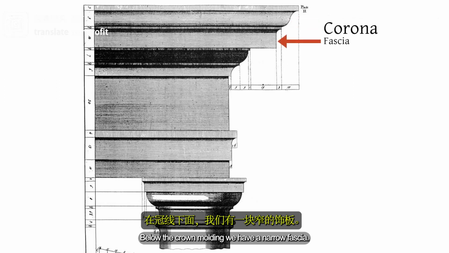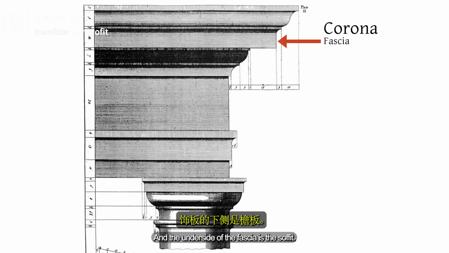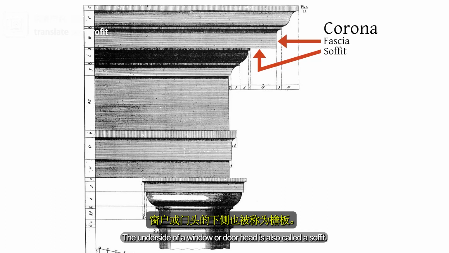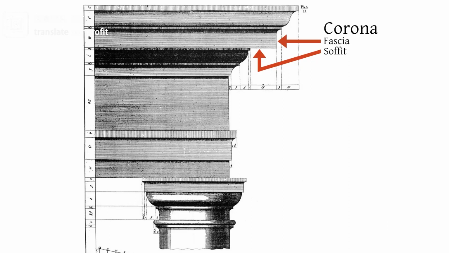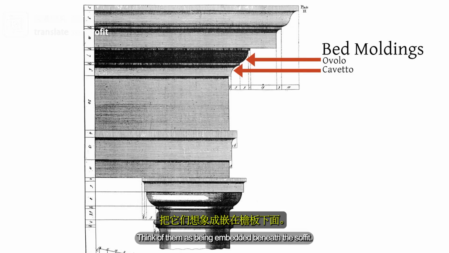Below the crown molding, we have a narrow fascia, and the underside of the fascia is the soffit. Soffit derives from the Latin word suffigo, which means to fasten beneath. The underside of a window or doorhead is also called a soffit. From suffigo, we also get the word suffix, which is an ending fastened to a word. Beneath the soffit, we have some moldings that collectively form what we call the bed moldings. Think of them as being embedded beneath the soffit.